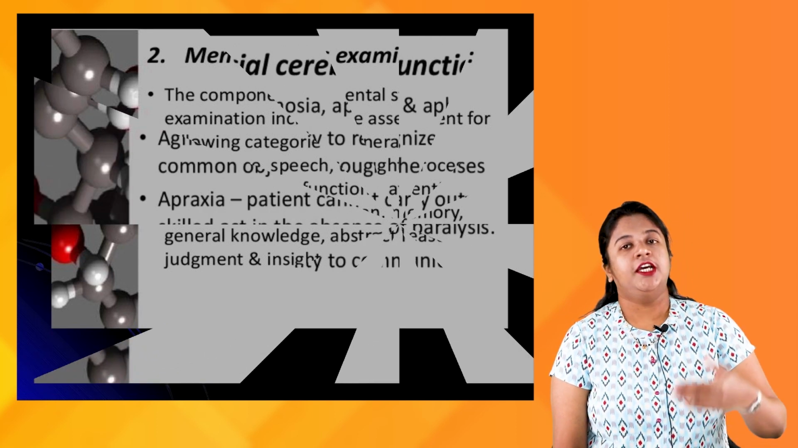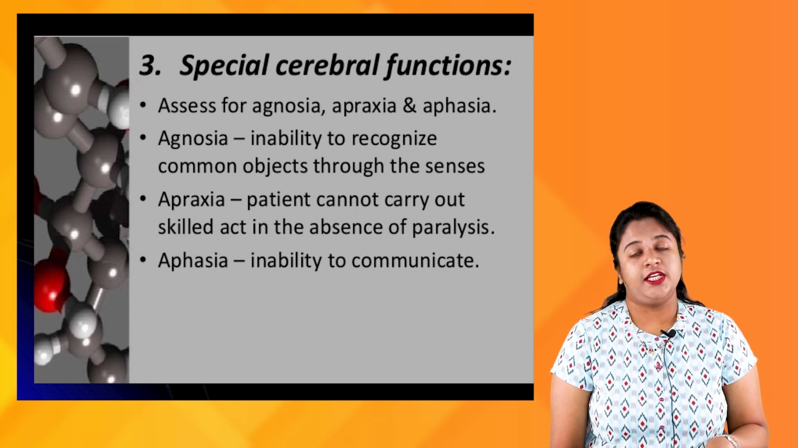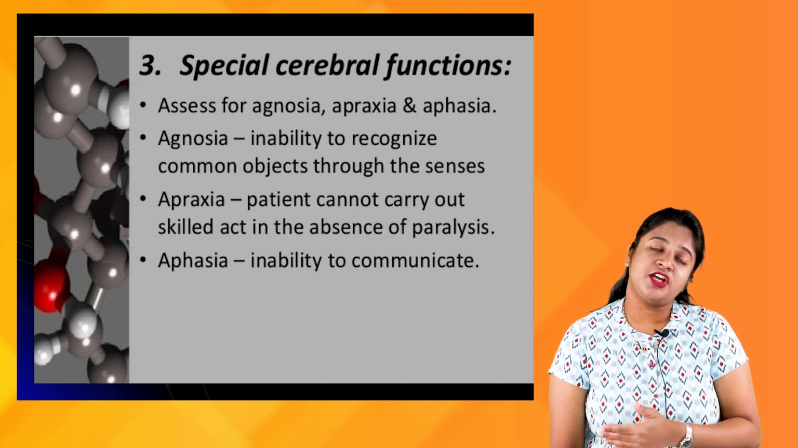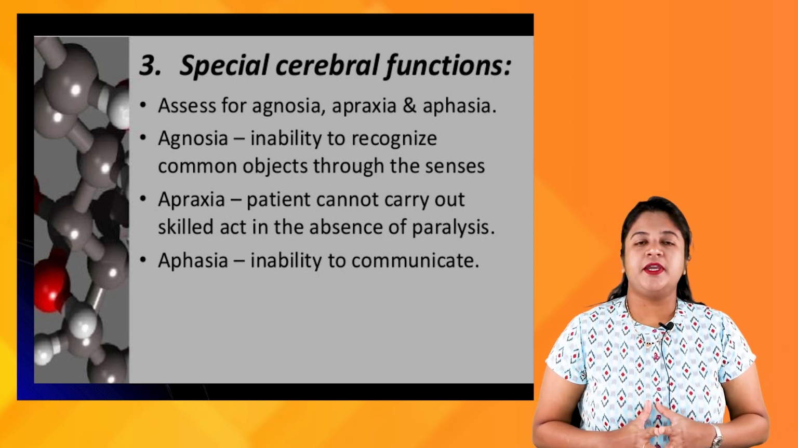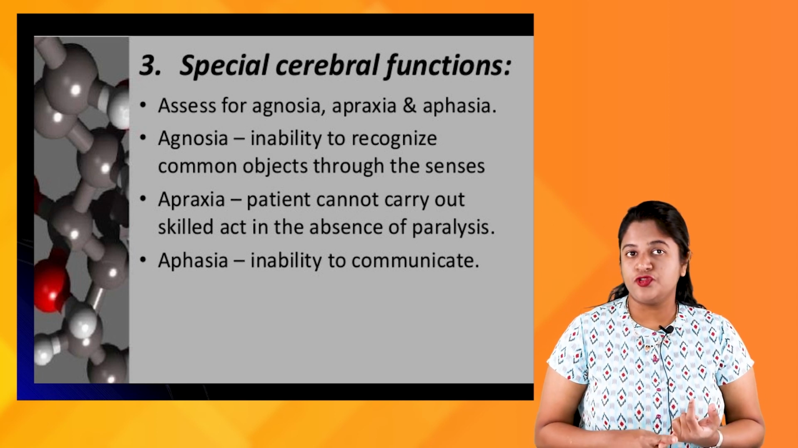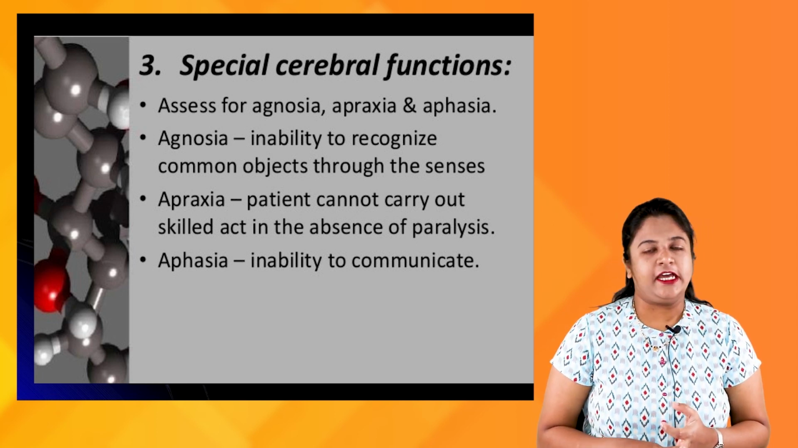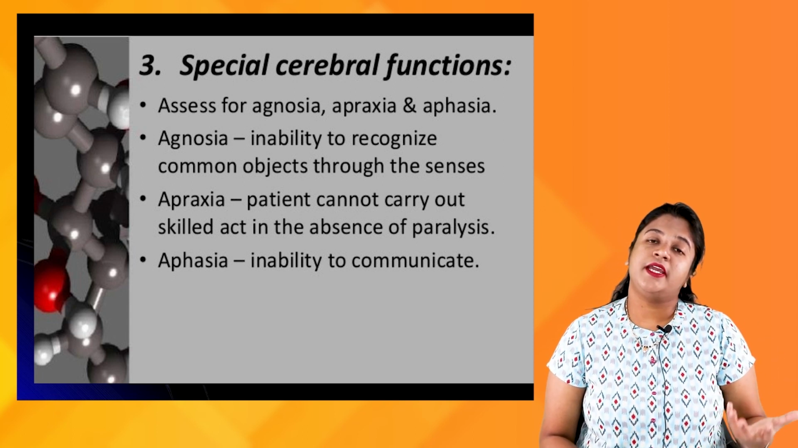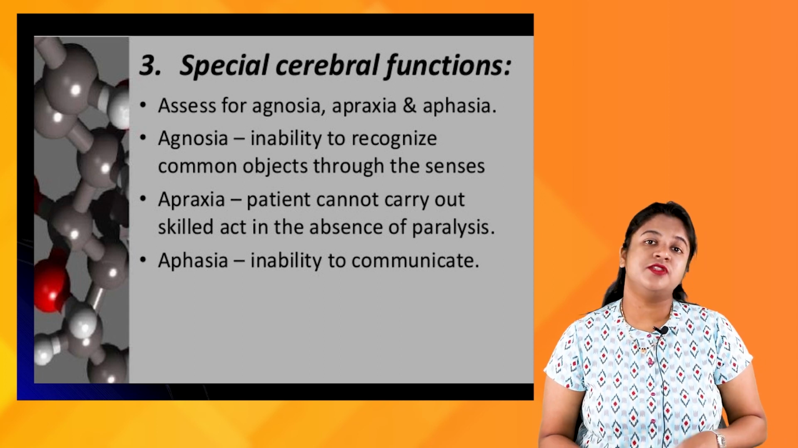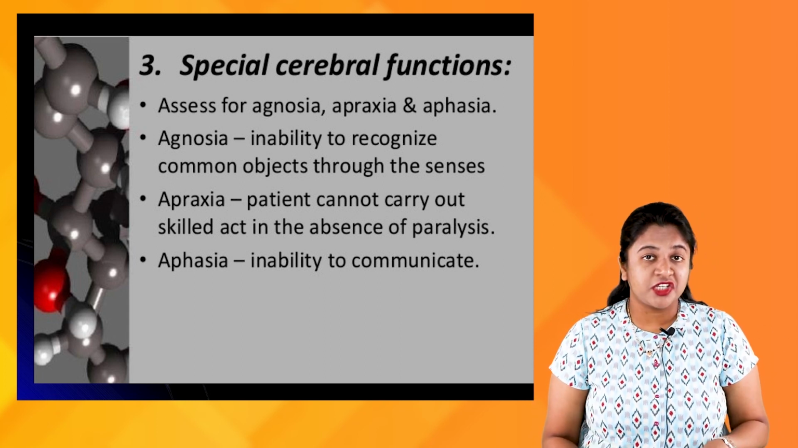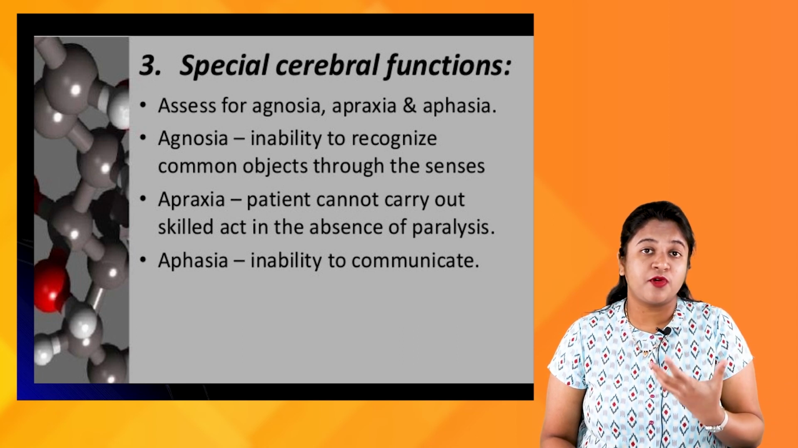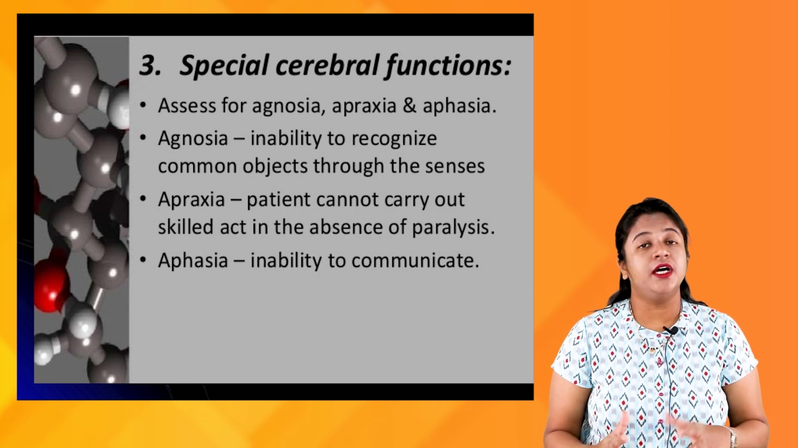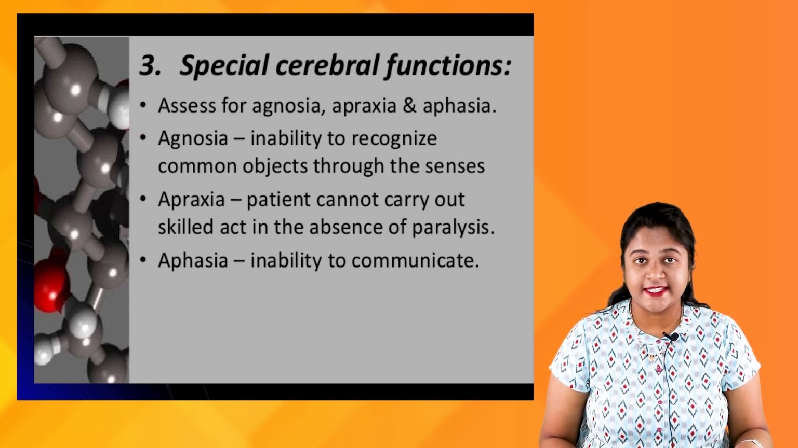neurological examination. The third thing that you're going to do in the neurological examination is the special cerebral function. In the special cerebral function, you're going to assess if the patient has any conditions like agnosia, apraxia, or aphasia. Now, what is agnosia? Agnosia is a condition wherein the patient will not be able to recognize common objects. Even if you place a common object before him, he will not be able to realize, respond, or identify what the object is through the senses. That condition is called agnosia.